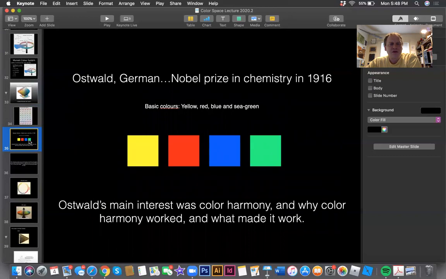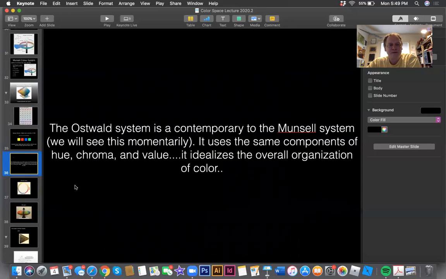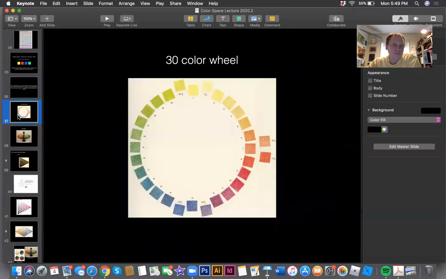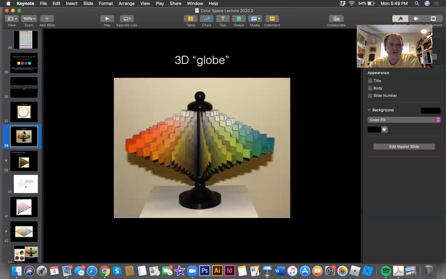Looking at someone else, Ostwald, who was a little more interested in finding harmony in color, and a little bit more artistically inclined than Munsell. So happening at the same time as Munsell. But again, this is a little more aesthetic than Munsell. Here's his color wheel, comprised of 30 hues. And if we take his color wheel and expand it into a globe, we get this super awesome object.